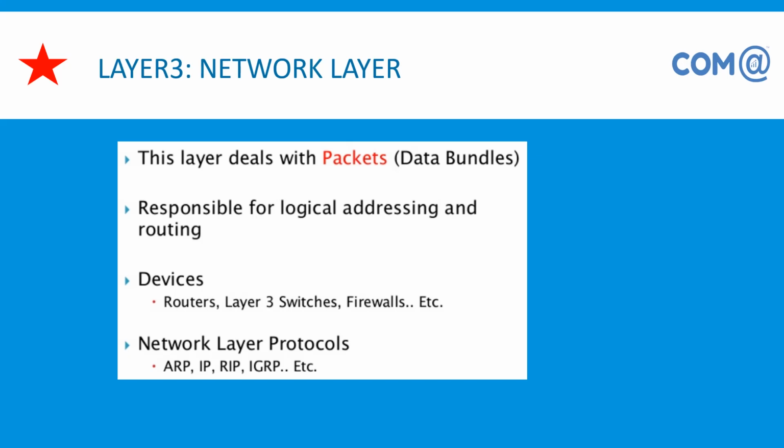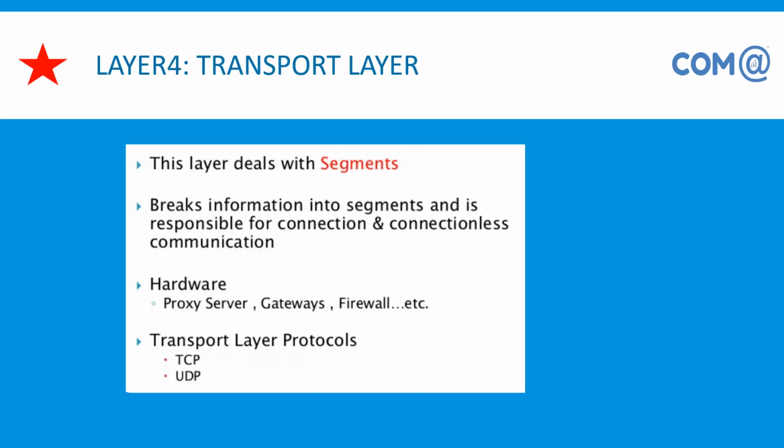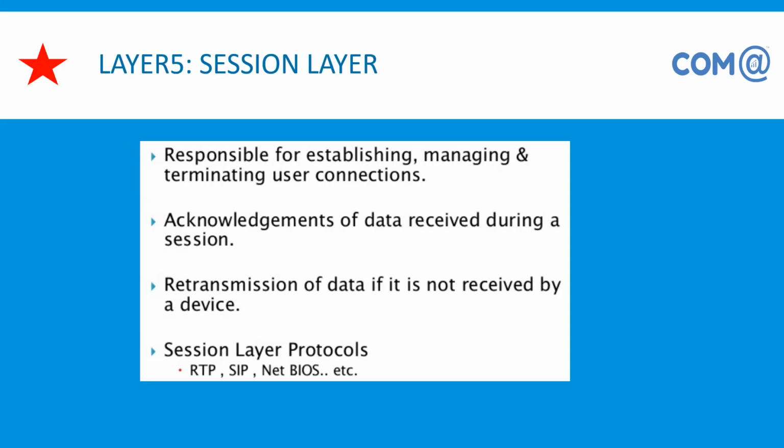From the network layer, the information is transferred to the transport layer. The IP header will be added with the data, and it will be called segments. So it breaks the information into segments, and it is responsible for connection-oriented as well as connectionless communication. Once it identifies the IP, it goes to the next step of transporting the data from one system to another system. The hardware devices used are proxy servers, gateways, and firewalls, and protocols used are TCP and UDP.